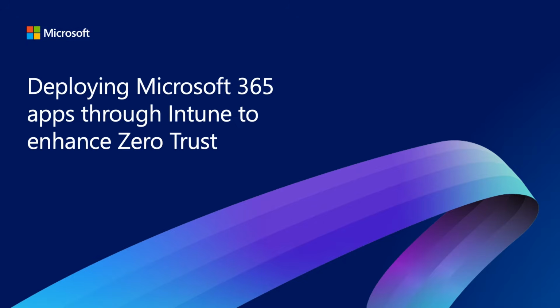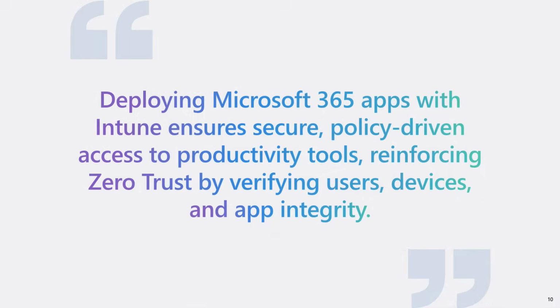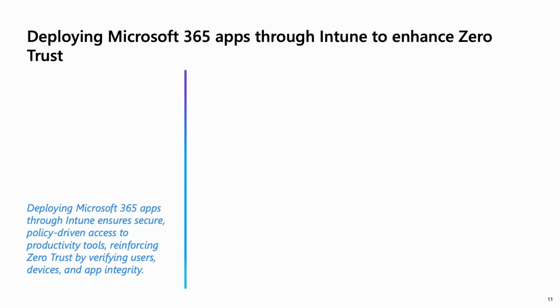Again, I'm Joe Lurie. In this session, which focuses on deploying Microsoft 365 apps or Office apps using Intune, I'm going to talk to you about using Intune to deploy the Office apps to enhance Zero Trust. Deploying Microsoft 365 apps with Intune ensures secure, policy-driven access to productivity tools, reinforcing Zero Trust by verifying users, devices, and app integrity. Let's talk about the benefits of using Intune to deploy your Office apps.